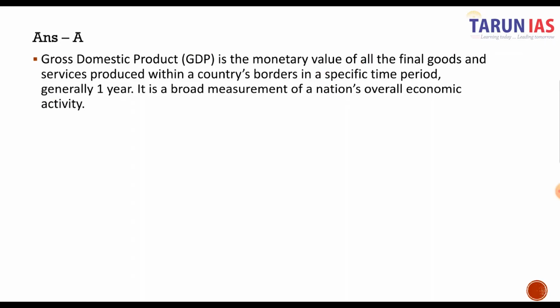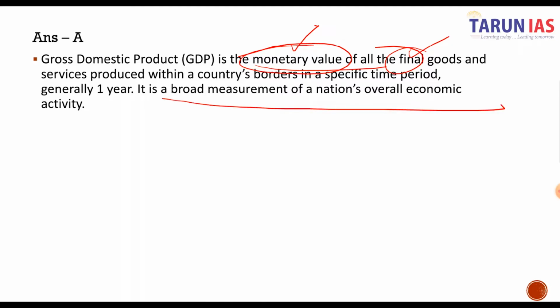You can read the definition here, that it is the monetary value of all the final goods. Now, there are some key terms in the definition of GDP which you should keep in mind: it is the monetary value, right? And it is final. Intermediate goods and services are not included in it. Within the country's borders, in a specific time period, generally 1 year, and it is a broad measurement of a nation's overall economic activity.